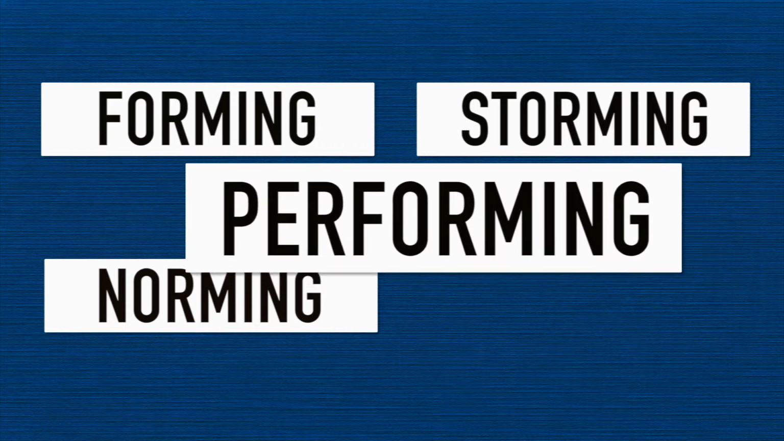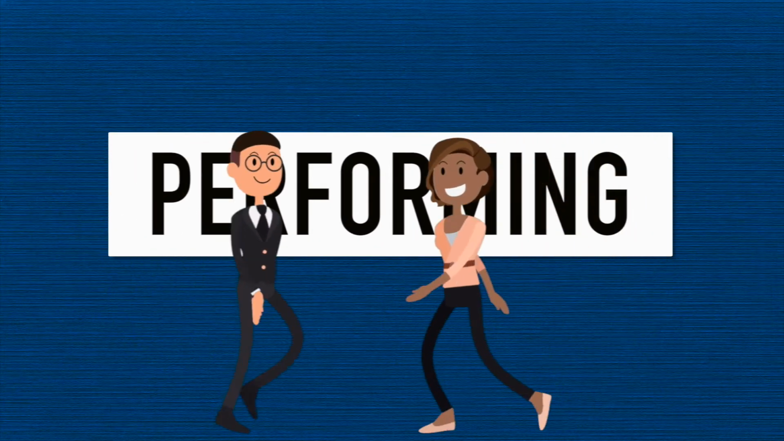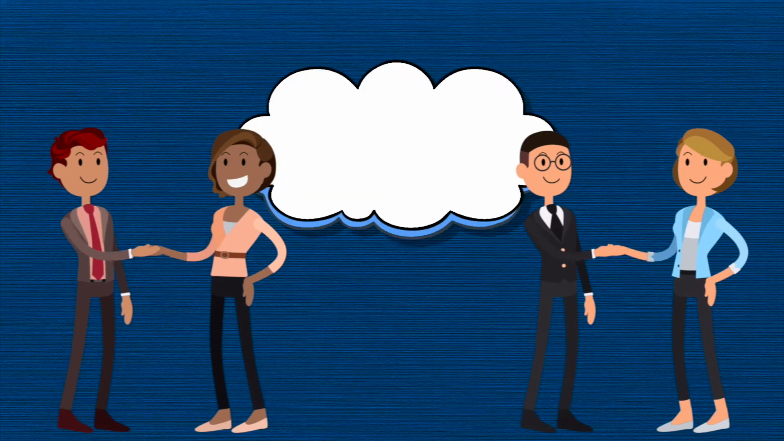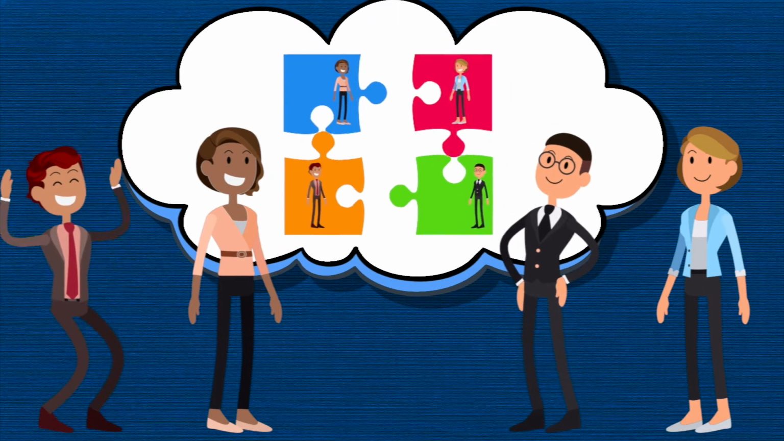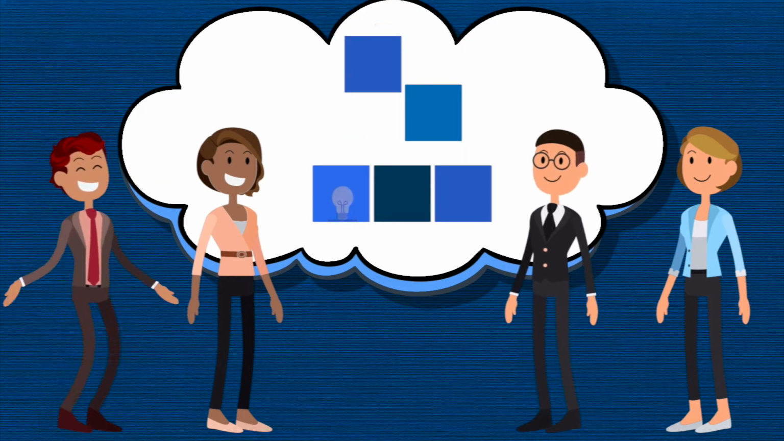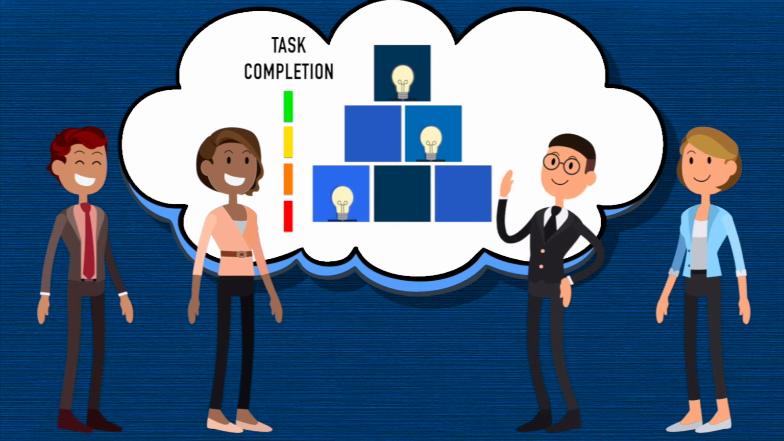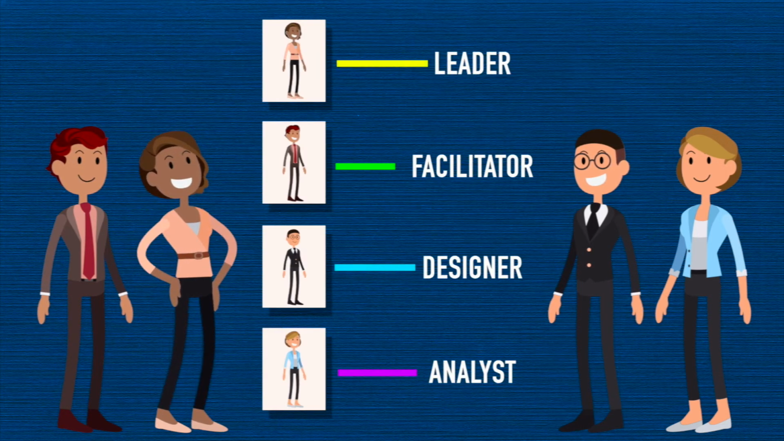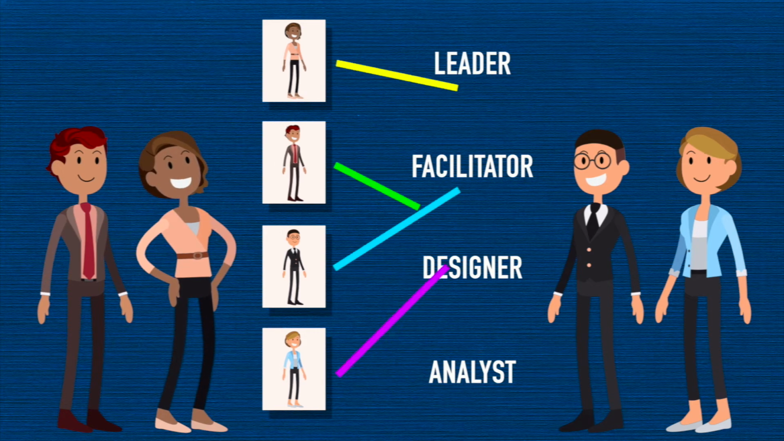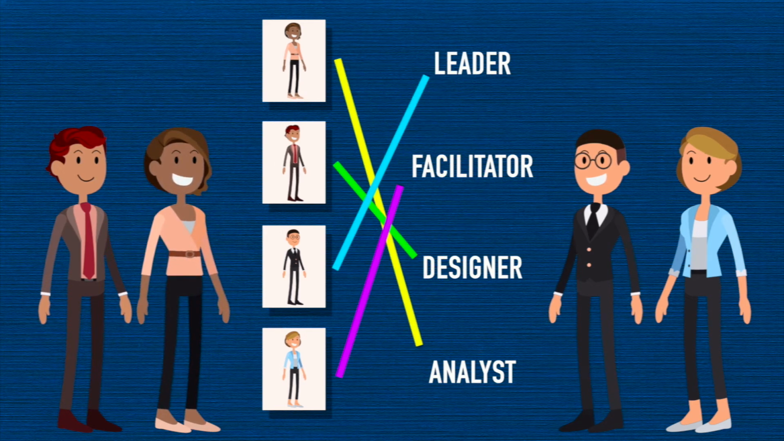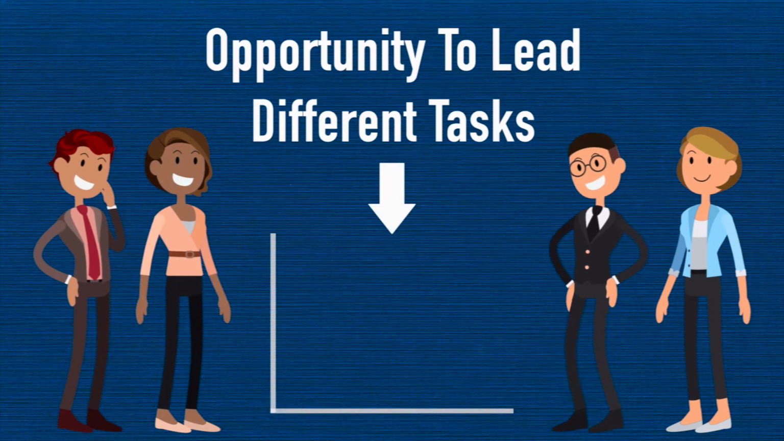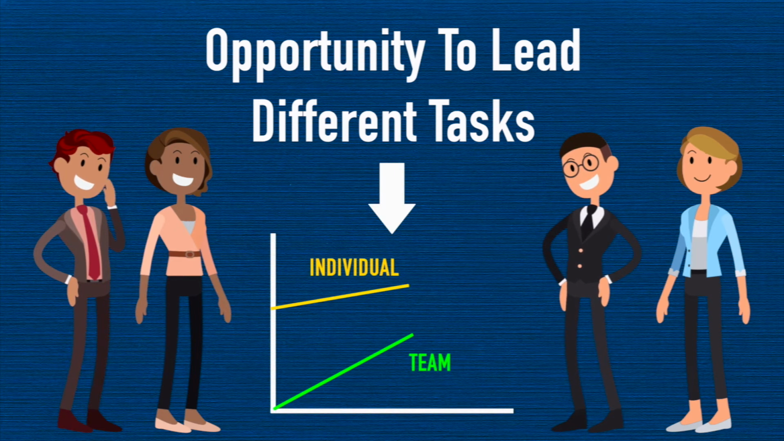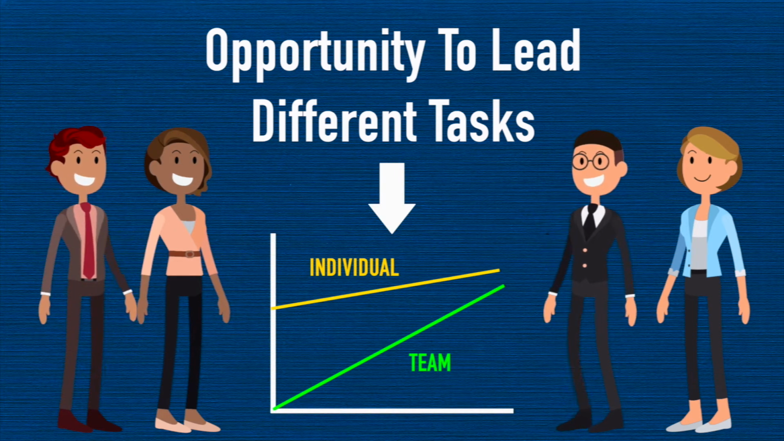Performing is the fourth stage of group development. The group is now beginning to work as a team, as a cohesive unit achieving shared goals. Solutions are emerging and tasks are being accomplished. Interdependence now becomes visible, with role flexibility and experimentation an accepted part of the dynamic. The opportunity for members to lead different tasks will benefit their individual and team progress.